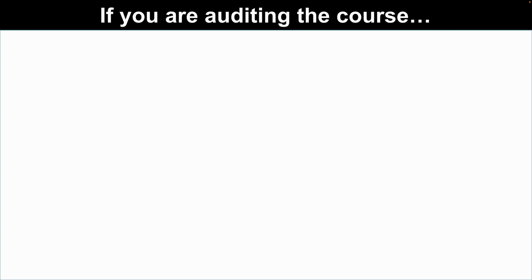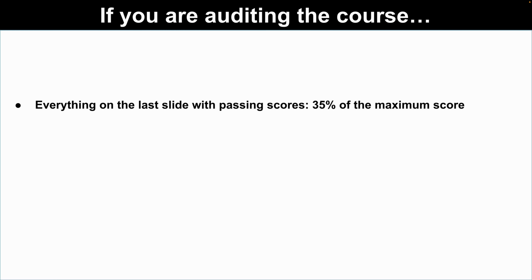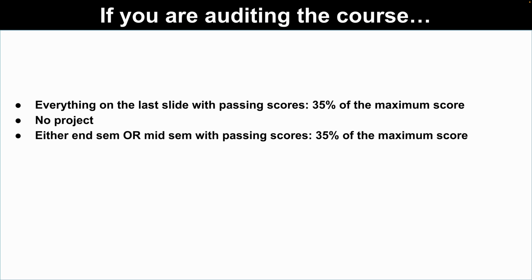Okay, so some of you are auditing the course or might be auditing the course. The requirement on the last slide holds up, except that you will have to score everything with a passing grade, which is 35% of the maximum score. So for each assignment, if the person who scores maximum is like 60, you have to have at least 35% of 60, which I think is fair. That's the passing. So you should complete your assignments with passing scores. There's no course project, and you should either write an end sem or a mid sem with passing scores again. Okay. Any questions about this?